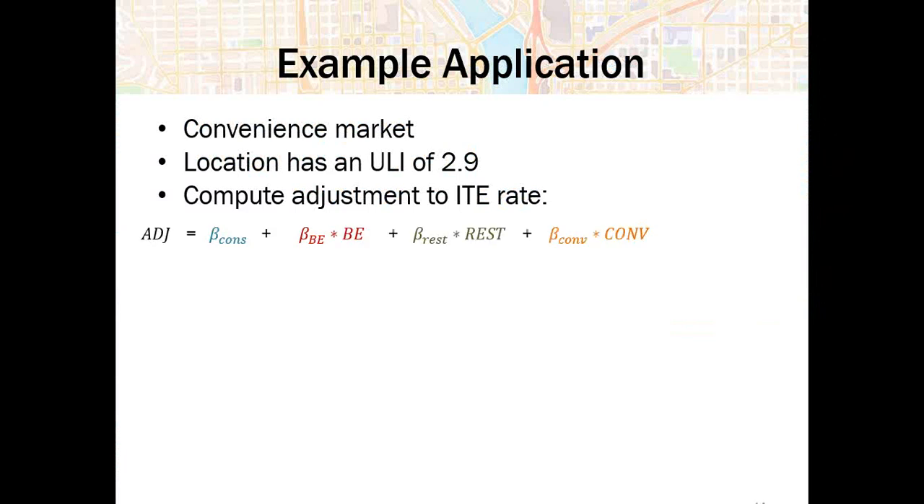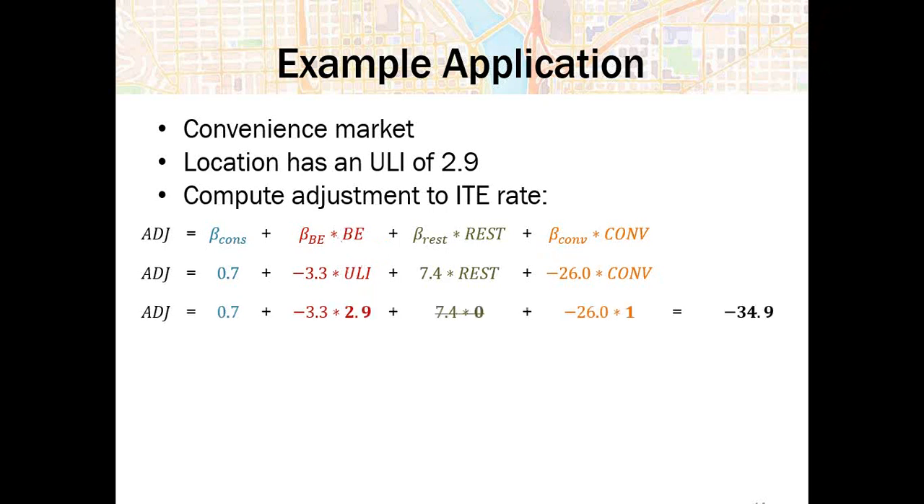So we start with the model that I had showed you previously. And because we selected ULI as our built environment variable, we're going to plug in those coefficients. The built environment variable we're using is ULI. We're then going to fill in the variables. The ULI we calculated was 2.9. We know it's not a restaurant, so restaurant is 0. And we know it's a convenience market, so convenience market is 1. And I calculated the adjustment is negative 35.